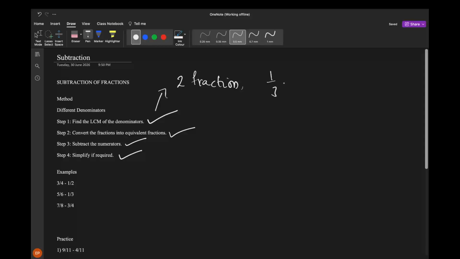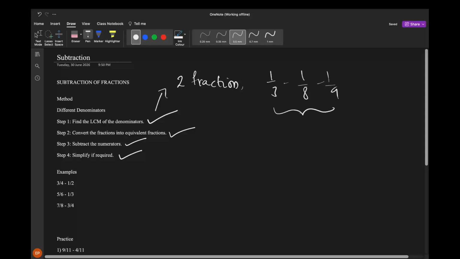For example, 1 by 3 minus 1 by 8 minus 1 by 9, like this also we can do the subtraction. Basically first we have to find the LCM of the denominators. Finding LCM is very important, because not only here, wherever fractions come, the LCM part comes. So please be perfect with finding the LCM of numbers. Okay, let me solve this example only.